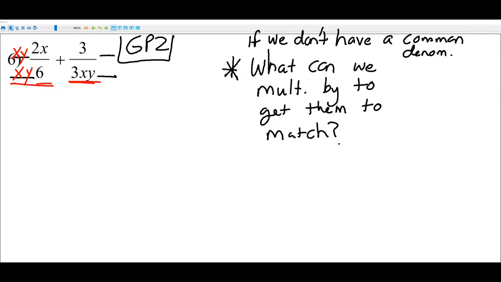So Damiani, what would you put over here? Okay, so let's think about it. 6xy, 3xy. What would I multiply this by to get it to match this side? 2. All right, so let's go ahead and put this stuff together. What is xy times 2x?